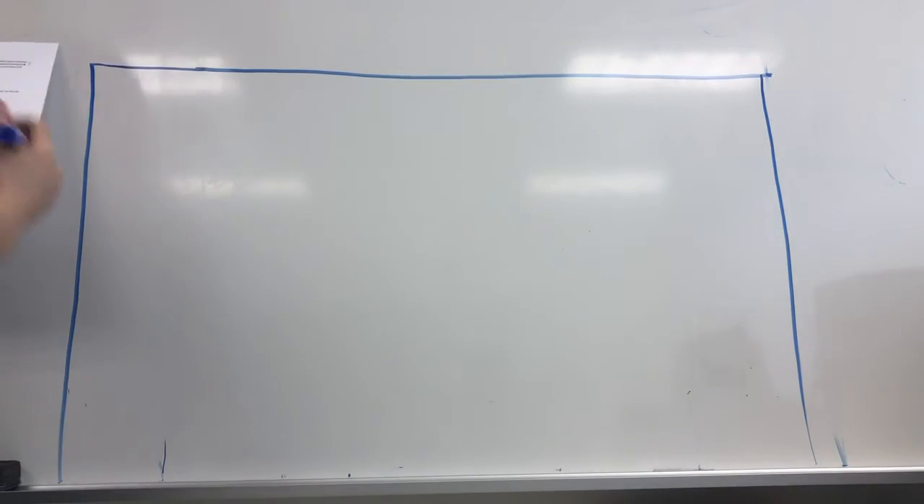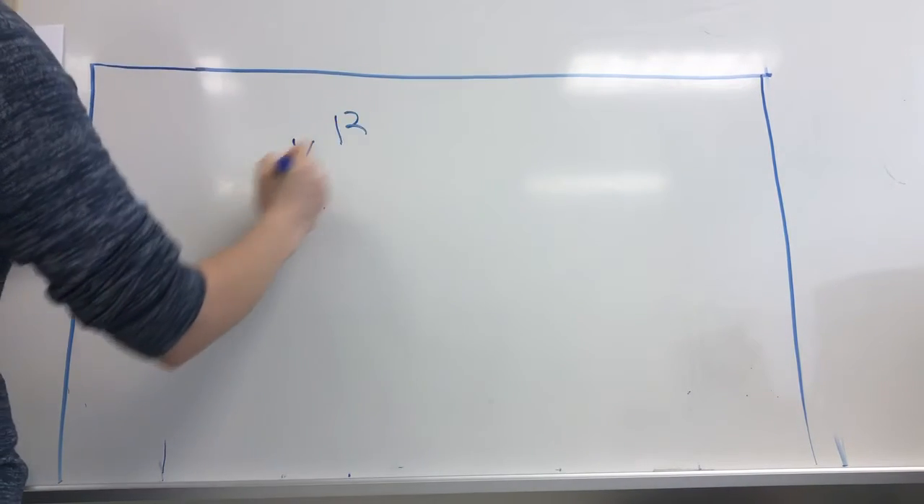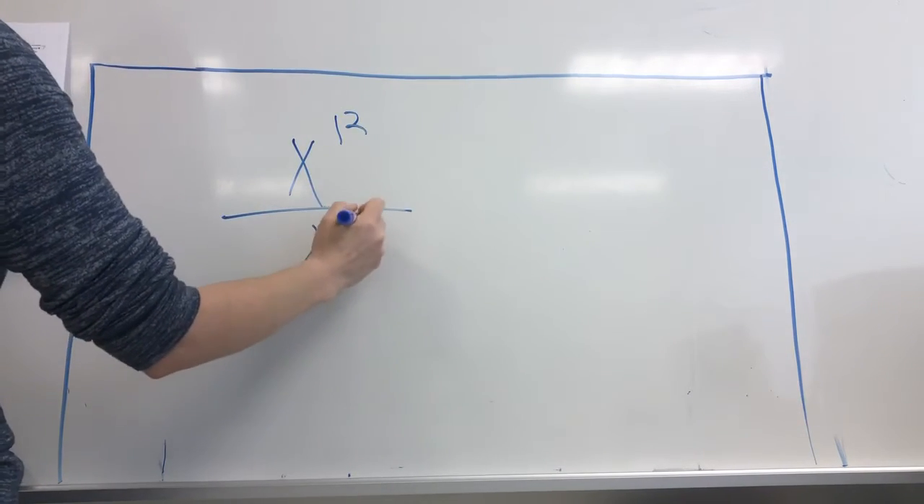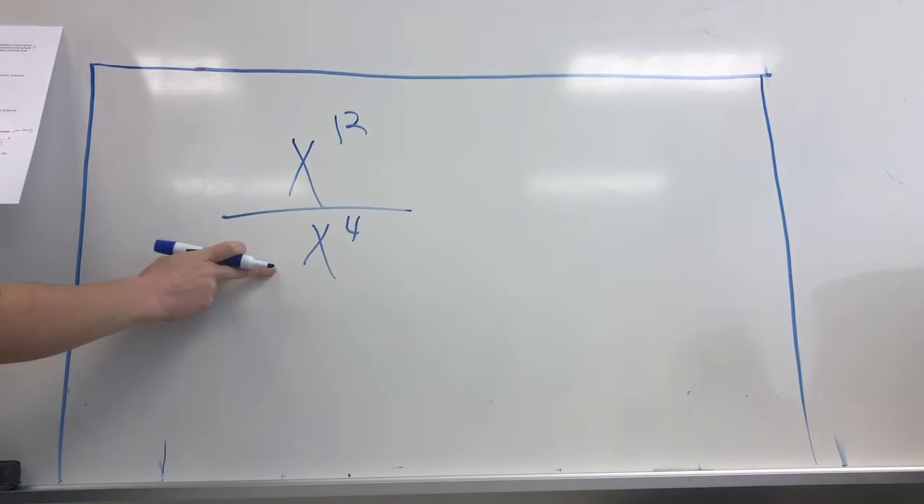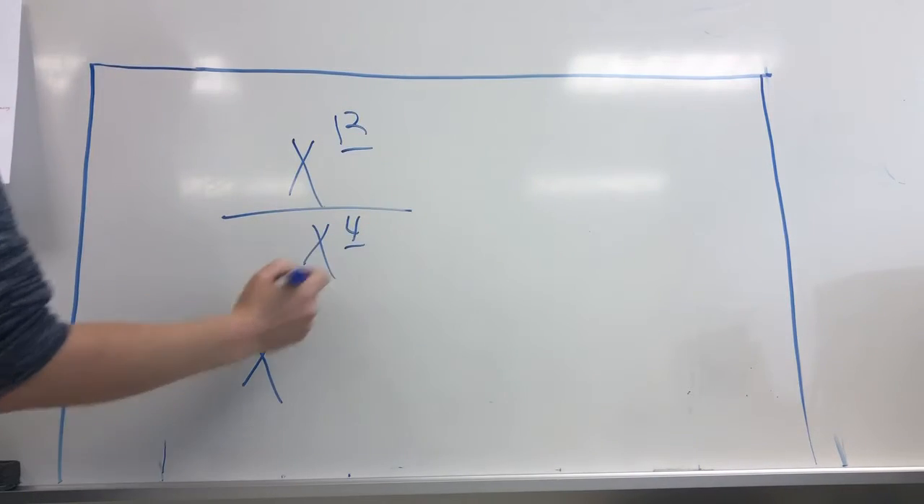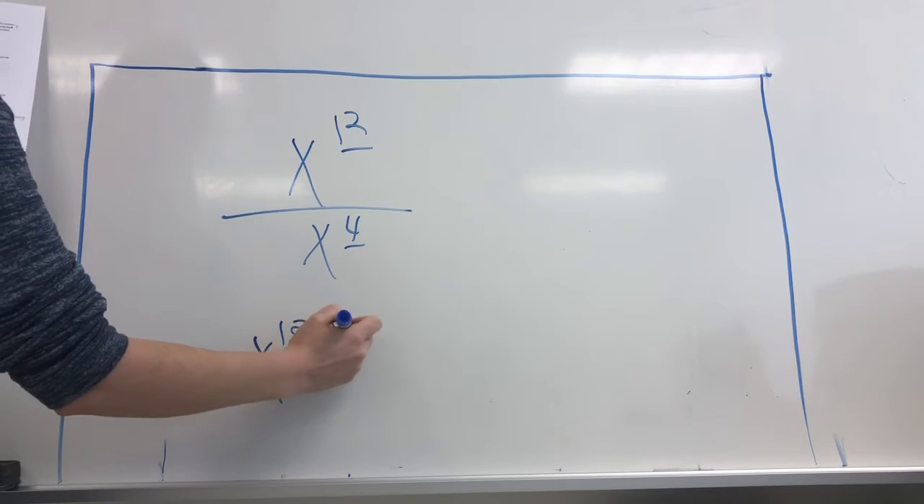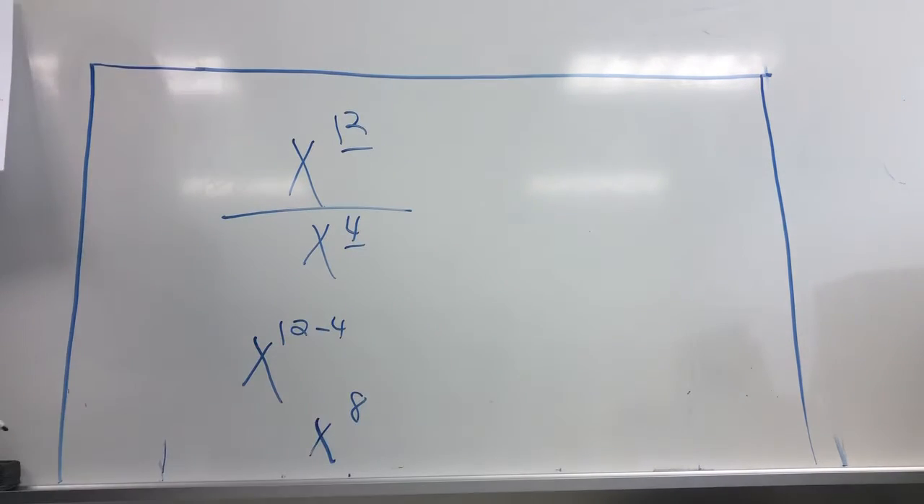Our next example is going to look at the dividing powers law. So when dividing powers with the same base, you keep the base and subtract the exponents. So here we have the same base of x, so we're going to keep that base, and then we're going to subtract our 2 exponents of 12 and 4, giving us an answer of x to the 8th.